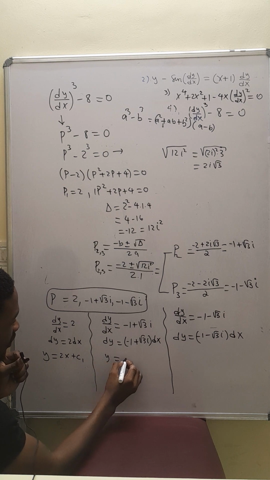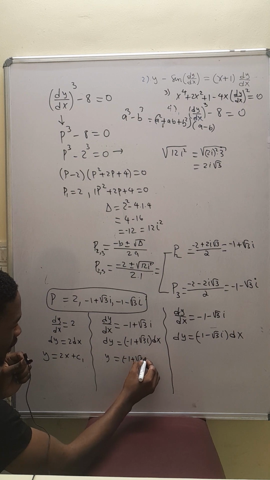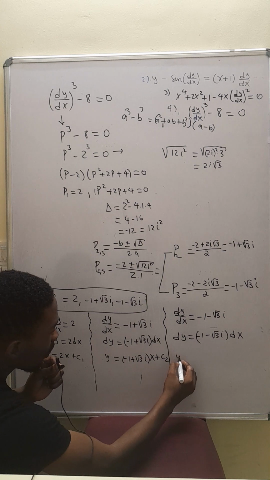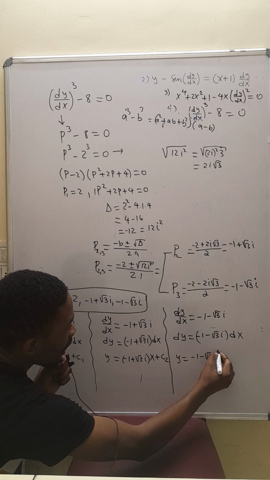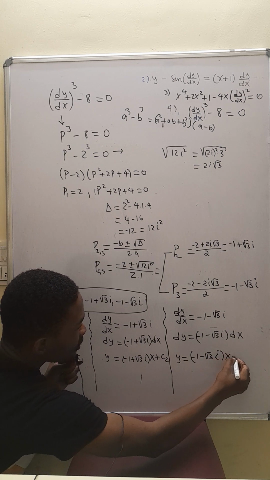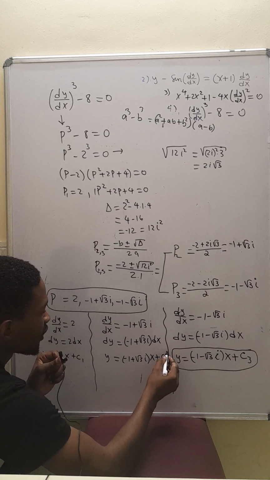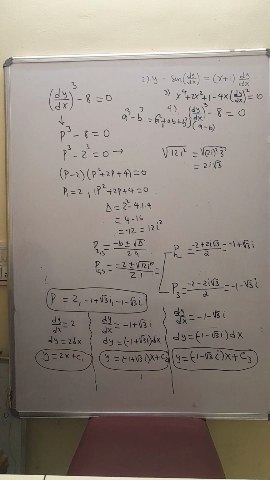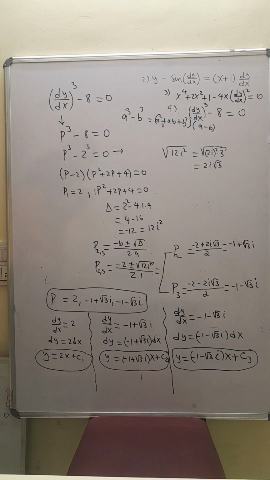y is equal to minus 1 plus root 3i times x plus c2. And here y is equal to minus 1 minus root 3i times x plus c3. These are the solutions of my equation. So what will be my general solution then? I will write it here, now that I have finished. This is the last exercise.